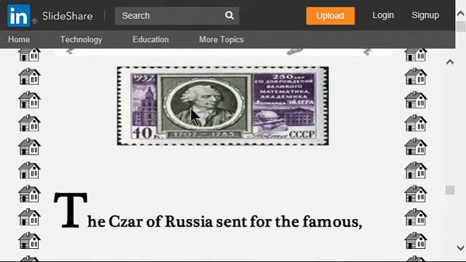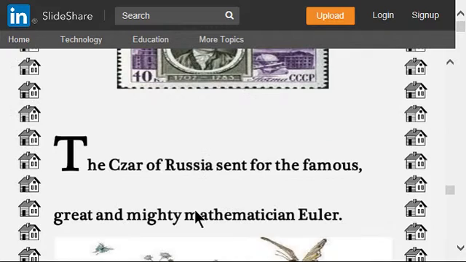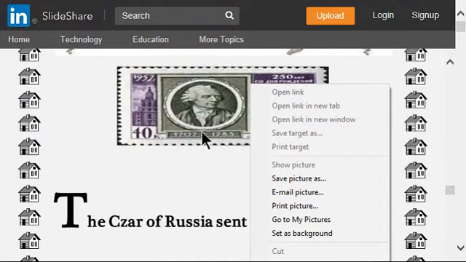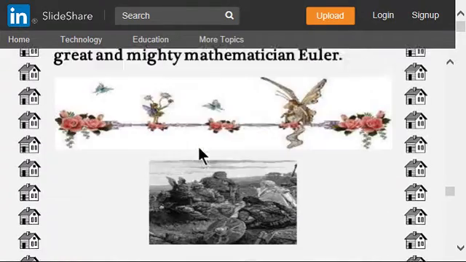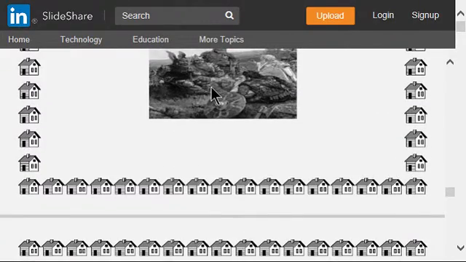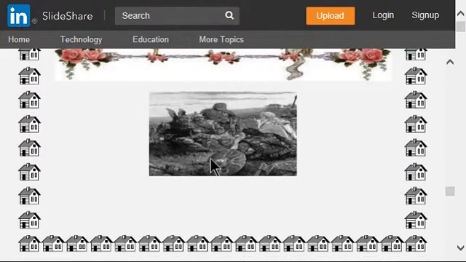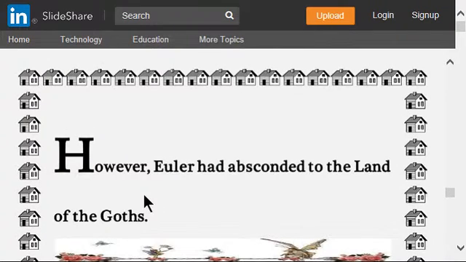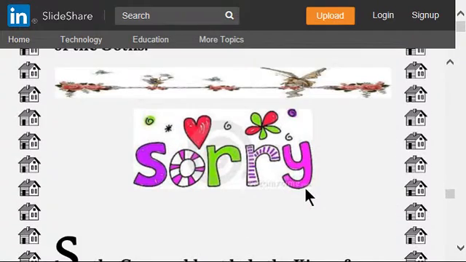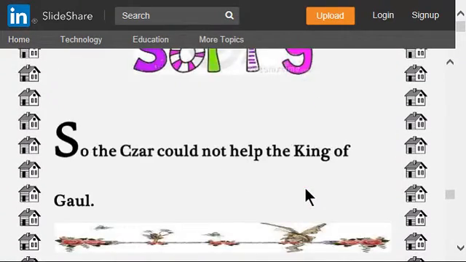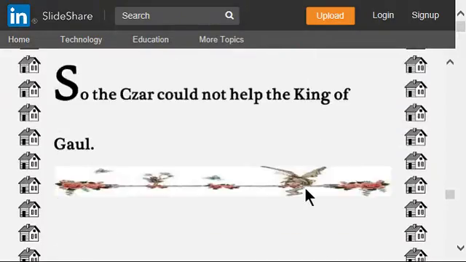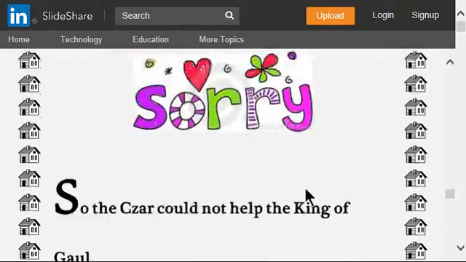The Tsar of Russia sent for Euler. He sent for the famous, great and mighty mathematician Euler. But Euler had absconded. He had run away to the land of the gods. So the Tsar of Russia could not help the king of Gaul. He told him sorry.